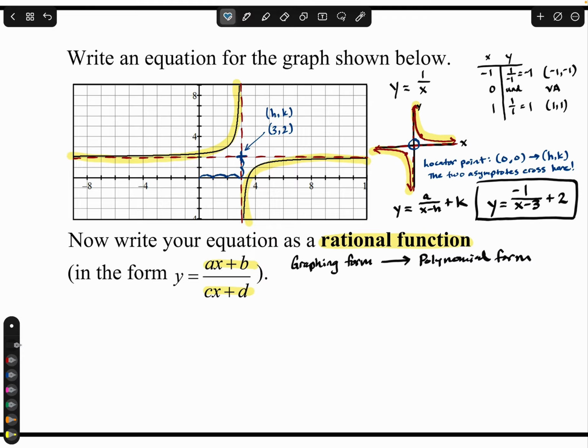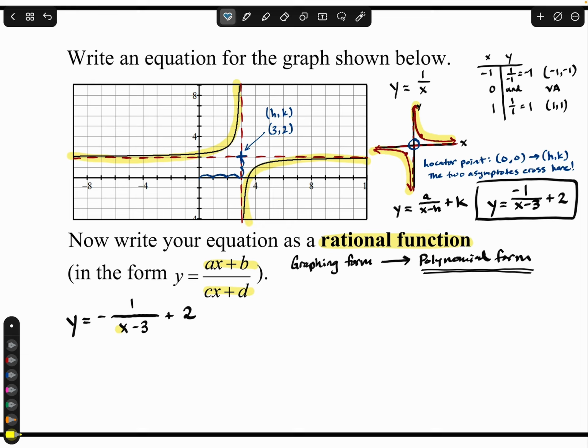So we'll take our function and we'll move it down below. We've got that y is equal to, and I'm going to put my negative in front of the fraction down here. I've got 1 over x minus 3, and then plus 2. Okay, so if we want to write this as a polynomial, what we're going to have to do is combine it into one fraction. So in order to do that, we need a common denominator.